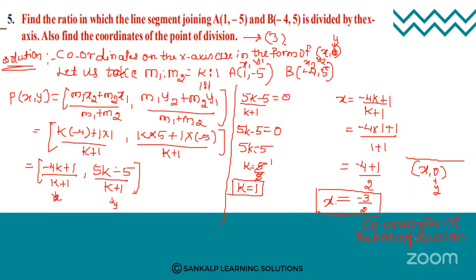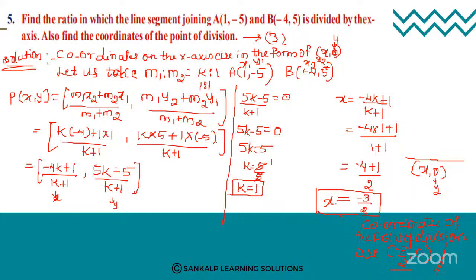Point of division are x0, which means the x value is minus 3 by 2 and the y value is 0 because it is on the x-axis. Therefore, the x value is minus 3 by 2 and the y value is 0. So, this is our final conclusion and this question is for 3 marks.